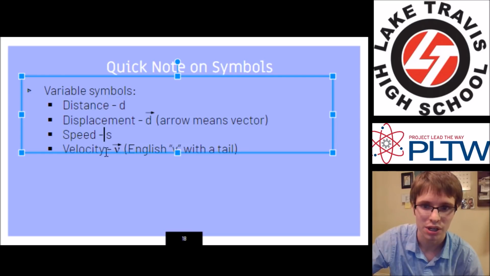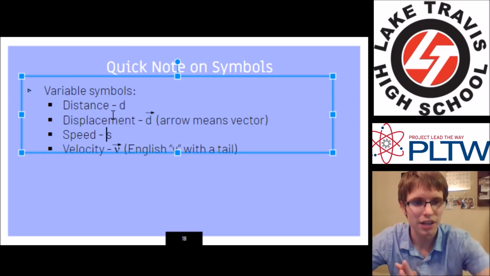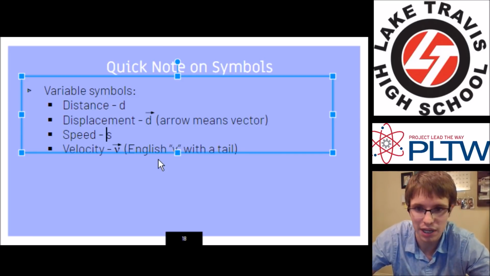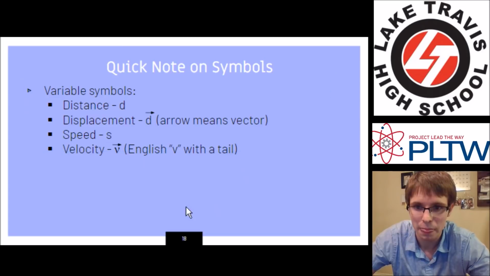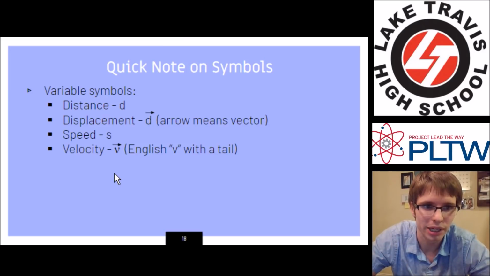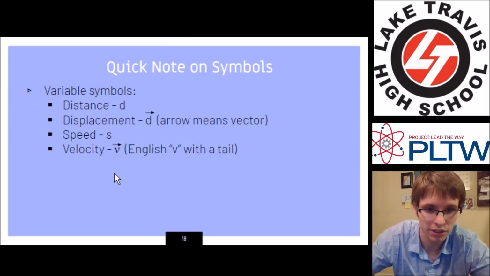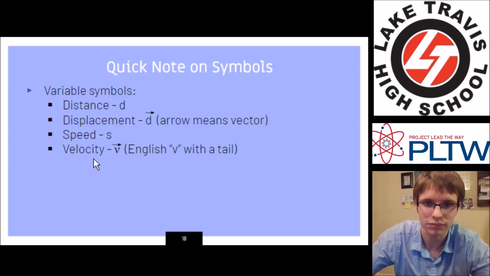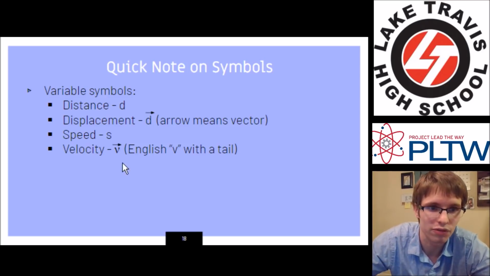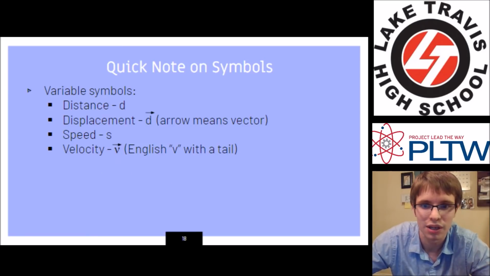Speed and velocity, though, are always a different letter. And I just stuck with the letters that we have in the English words. Speed can be S, velocity can be V, but I really like to have a tail with my V. This is actually the Greek letter nu. But when you draw it, and I'll show you that in a second, I always like to have a little tick mark right before my V for velocity.